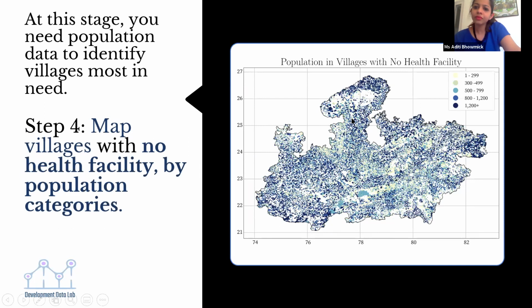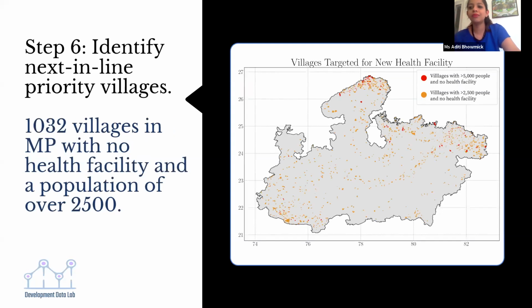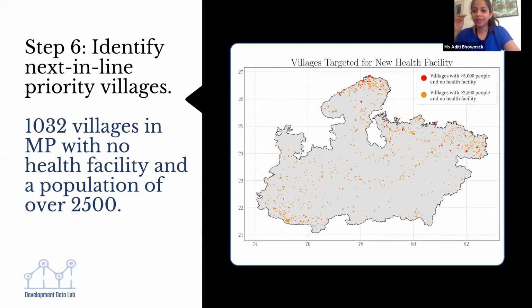What you see in the map is the population of villages that have no health facility, and they've been split into different categories. So here in red are the priority villages we were in search of. These are the 74 villages in Madhya Pradesh that have no health facility and a population above 5,000. You can even go a step further and identify the next in line priority villages. These in orange are the 1,000 villages in Madhya Pradesh that don't have a health facility but have a population above 2,500. This is, of course, a fictional exercise. I just wanted to walk you through how having granular data really improves precision of targeting.